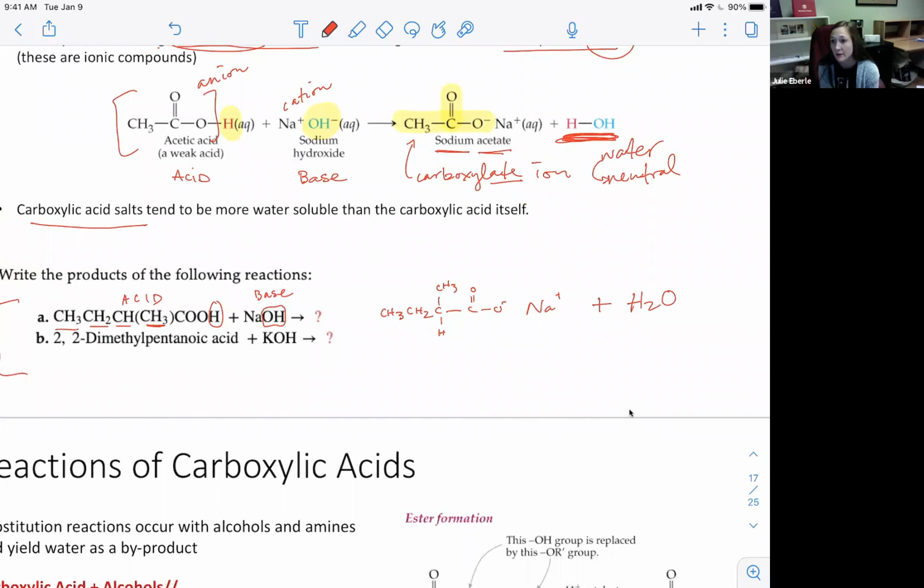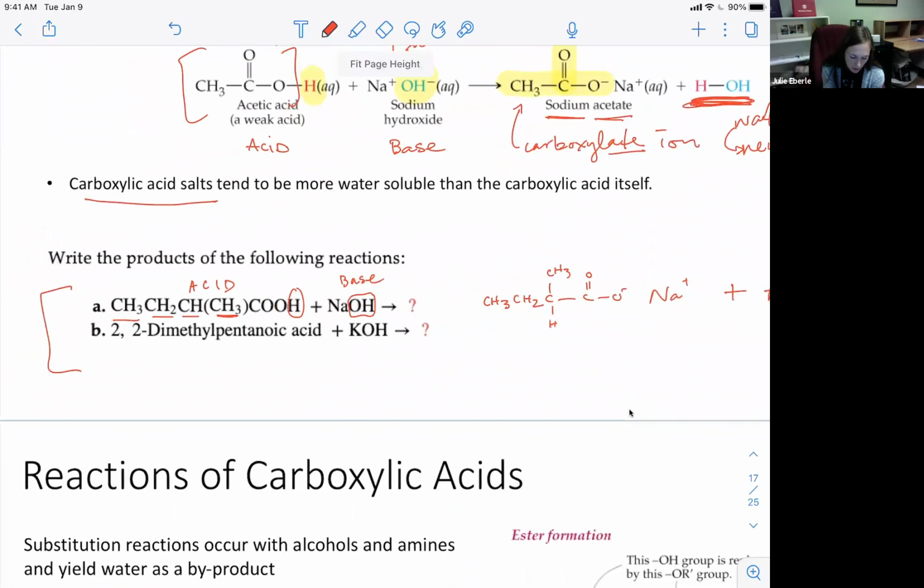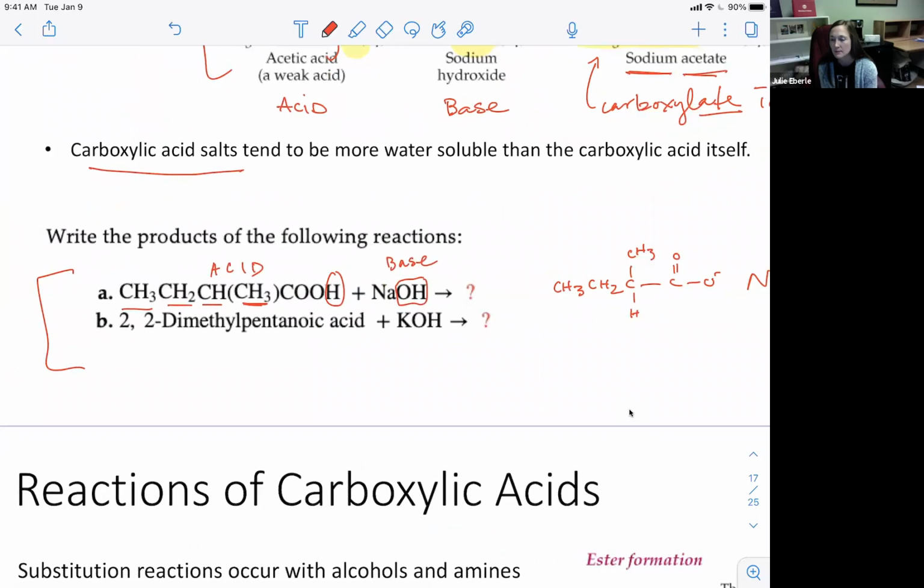B, we are given the name. So we have to unravel the name and draw this out before we can see what happens. 2,2-dimethyl pentanoic acid. So I'm gonna hone in on this last part really quick. I'll worry about the substituents later. Pentanoic acid. The root word there is pent, a 5-carbon carboxylic acid, with carbon number 1 being your carbonyl carbon.